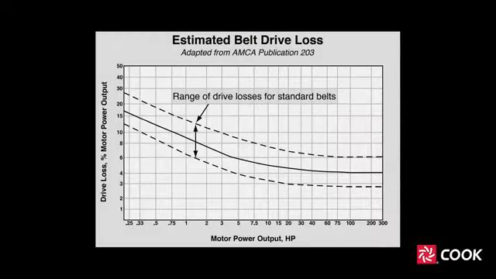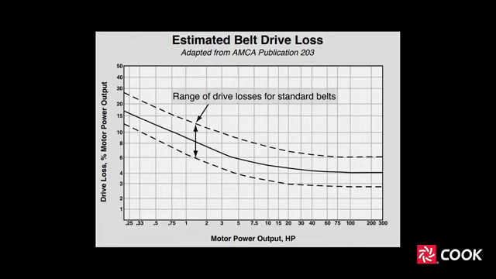This diagram, adapted from AMCA Standard 203, shows how drive losses vary over the typical range of horsepower applied to fans and blowers. You can see the diagram shows losses as a percentage of motor output power versus the actual motor horsepower. The middle line represents an average and can be used to estimate drive loss unless more information is available for a specific application. As the chart indicates, smaller motors tend to have greater drive loss on a percentage basis.